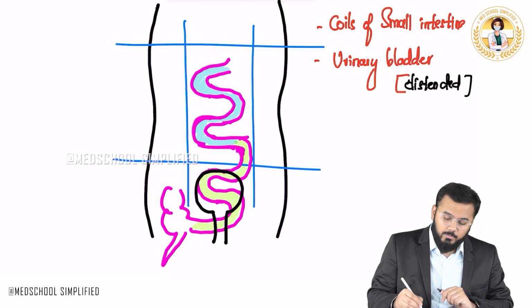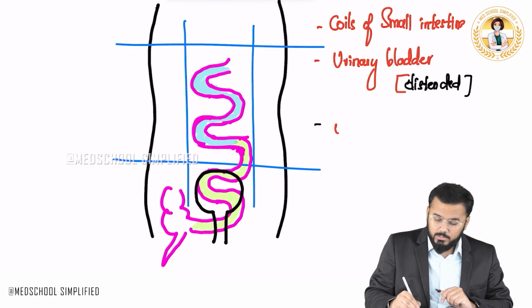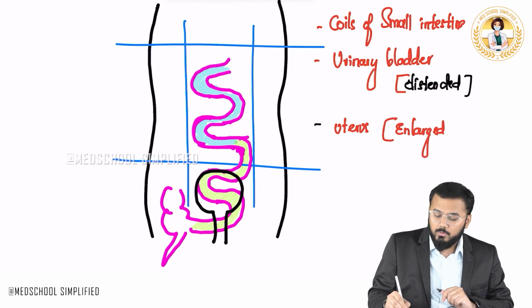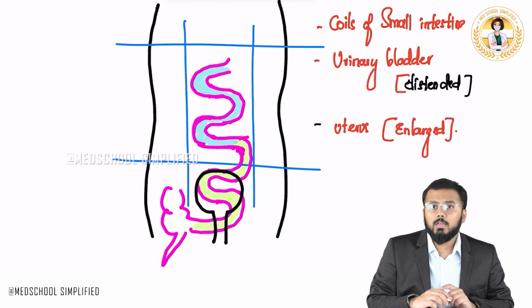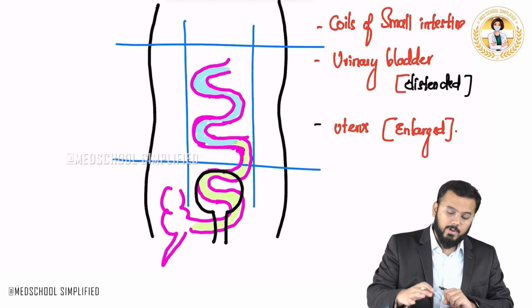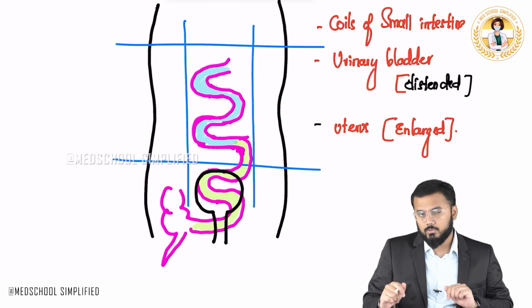Okay, and the third important thing which you have over here is the uterus. When can you see the uterus? You can see the uterus only if it is enlarged. Now tell me the condition where the uterus will be enlarged, guys. That is most commonly seen in what? Pregnancy, right?